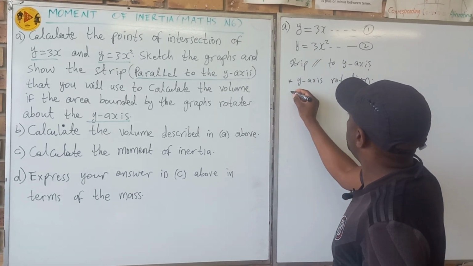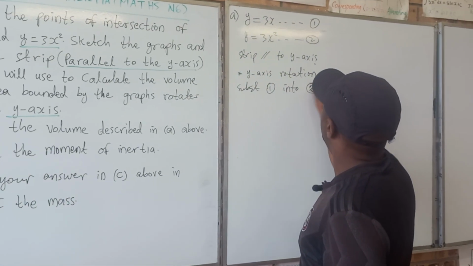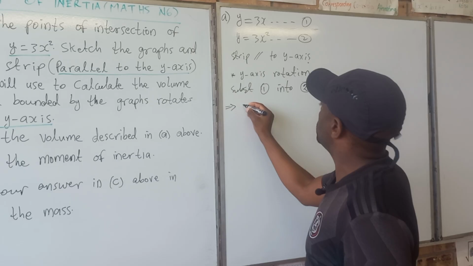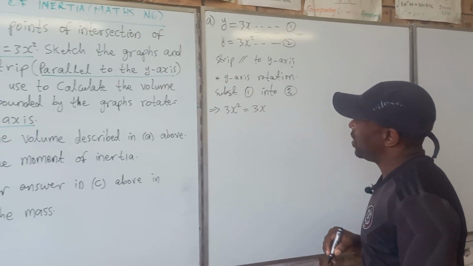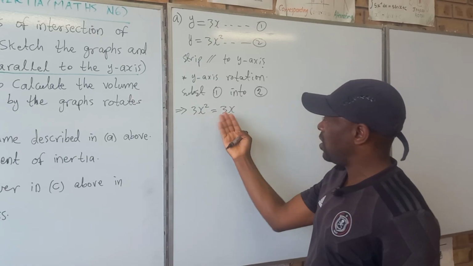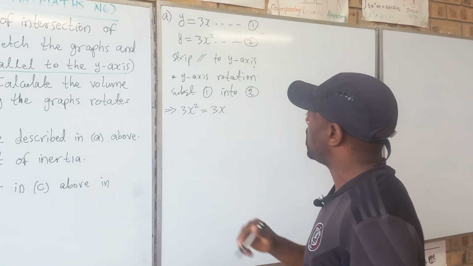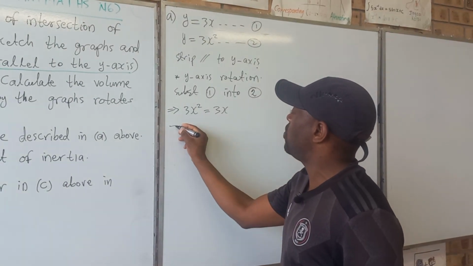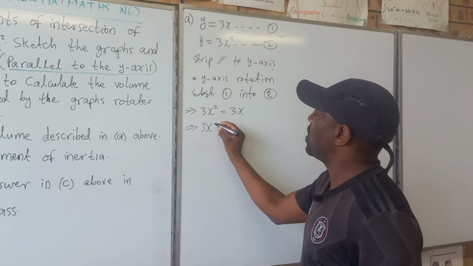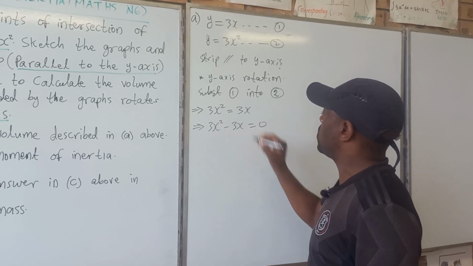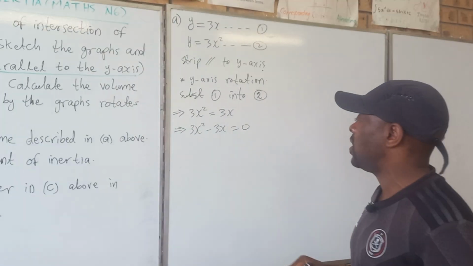So you can see that if you substitute equation 1 into equation 2, what does it tell us? It says 3x squared is equal to 3x. So when you are solving for x, you must look at the equation, check the degree. That's the highest power. It tells us that we must get 2 answers. So in order to achieve that, we must take everything on one side with 0 on the other side. So we get 3x squared minus 3x is equal to 0. So you must avoid dividing by x because you will lose one of the answers.